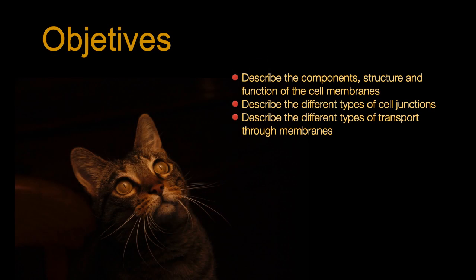Okay, hello again. We are going to see now the plasma membrane. Here you have what we will review today: structure and function of the cell membranes, the different types of cell junctions, and in a different video we will see the transport again through the membranes, which is, well, a bit complex.